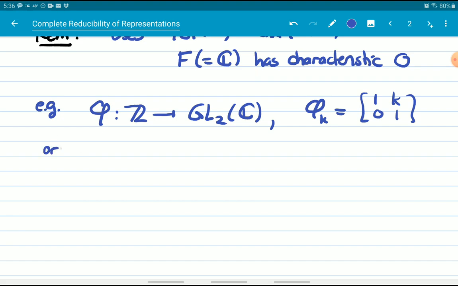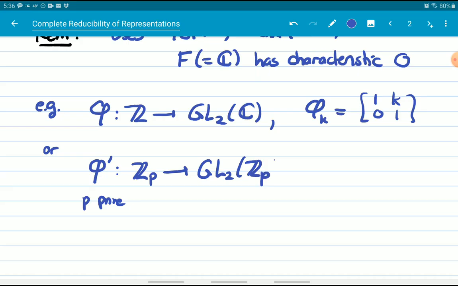A similar example, let's call it phi prime. This will be a representation of Z_p, where p is prime, in GL_2(Z_p). So this is a representation over the field Z_p. Phi prime of [k], I'll basically use the same formula: the matrix with rows (1, 0) and (k, 1). That turns out to be a representation, and it's again not completely reducible.